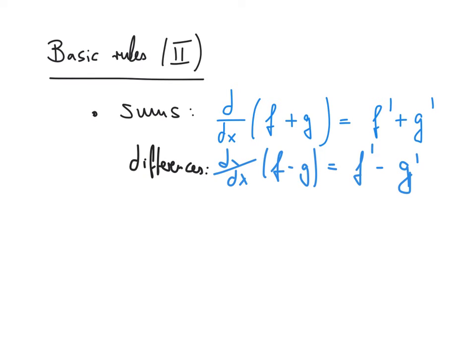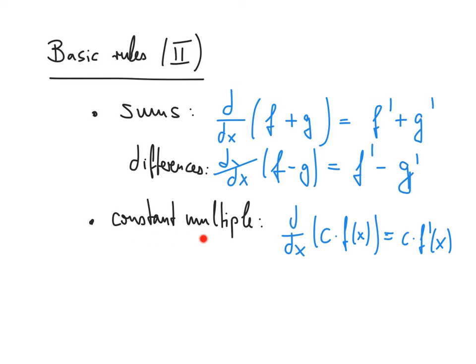But it's really only the same rule, right? There's really only one rule. You can infer the difference rule from using the sum rule plus another rule that we'll see next, namely the constant multiple rule.